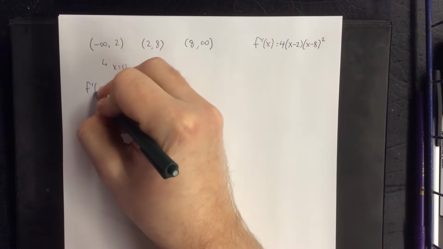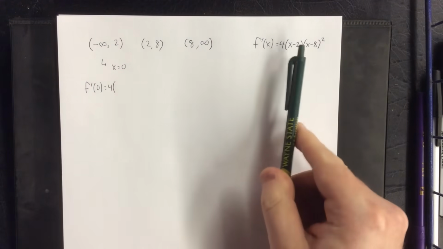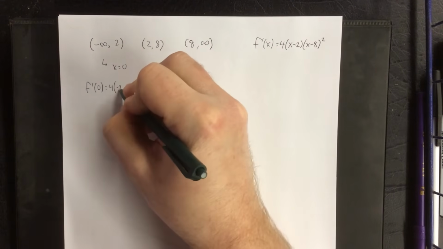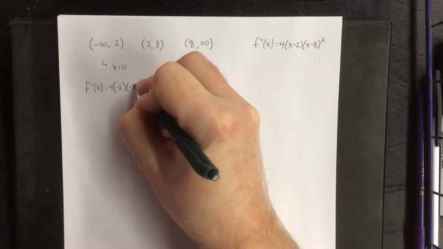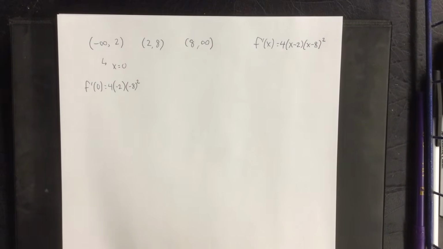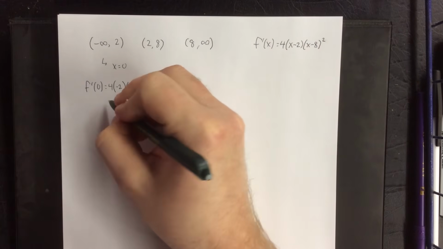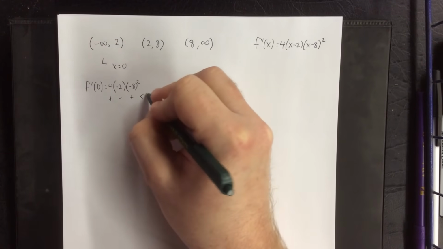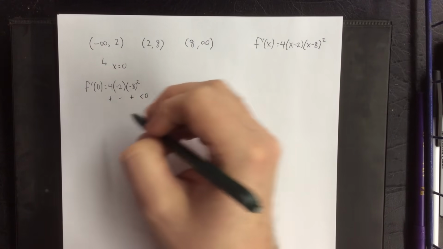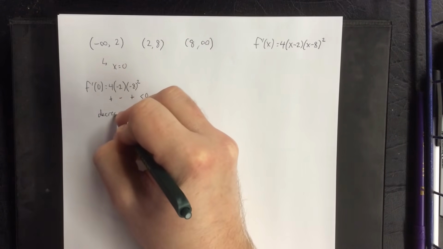I get that f prime of 0 is equal to 4 times (0 minus 2), which will be negative 2, and (0 minus 8), which will be negative 8, squared. What I'm seeing here is a positive times a negative squared. Positive times negative times positive. That is going to be less than 0. That lets me know that this is an interval of decrease.